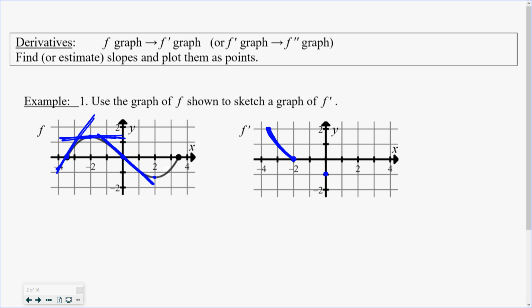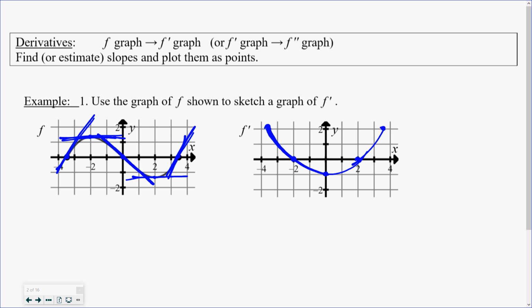At 2, it looks like the slope is 0. And at 3.5, it looks like the slope is maybe 2. And notice how, again, the slope is changing gradually. So it's going to be a smooth curve when we draw this. That should be a pretty close approximation to what the derivative of f looks like.